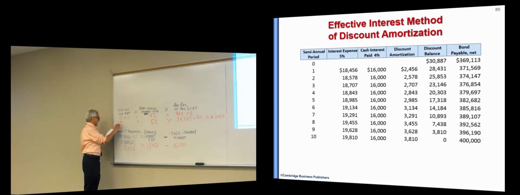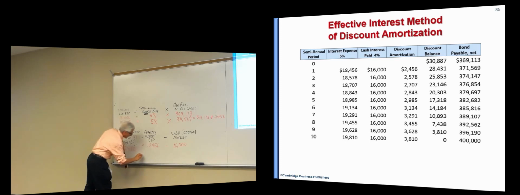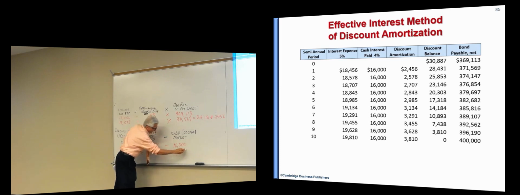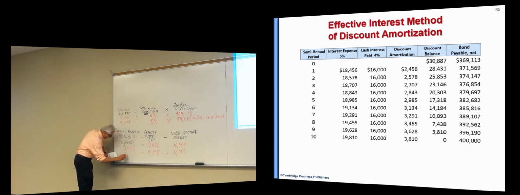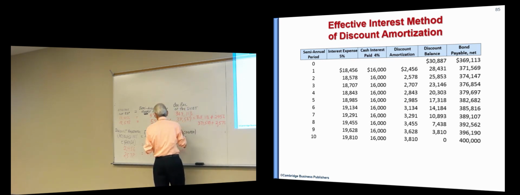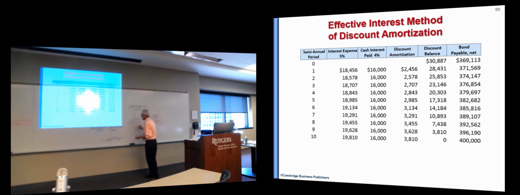So now interest goes up to 18,578. That interest is added to the balance of the debt. So the unpaid balance, 2,578, gets added to the balance of the debt. And that should be 374,147. So you notice that next period, if I amortize it one more time by crediting that account, 2,578.